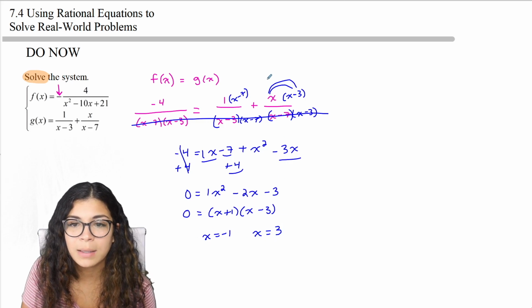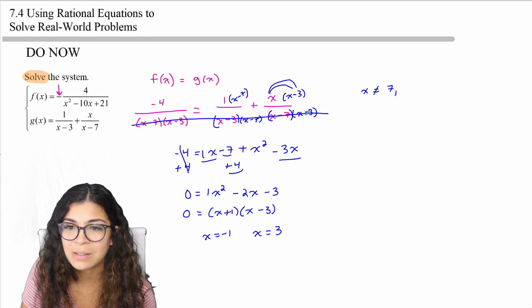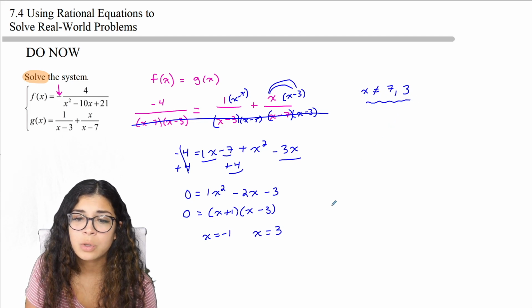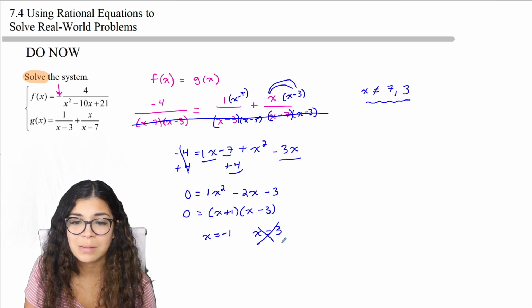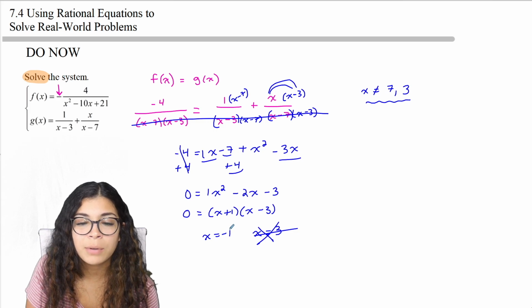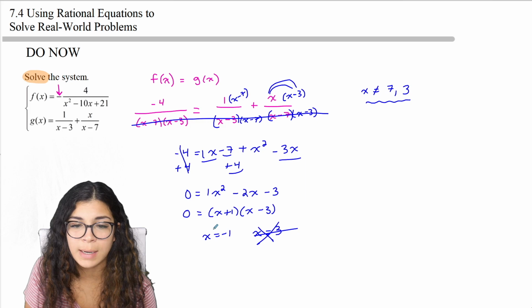Now let's just go back and look at our extraneous solutions. Looking at the denominators, we had a factor of x minus 7, which means that x could not be positive 7, and we have a factor of x minus 3, which means that x could not be 3 either. So these are our excluded values, which means that 3 is an extraneous solution. So that gets tossed out. So we only have one point of intersection, which is at x equals -1.